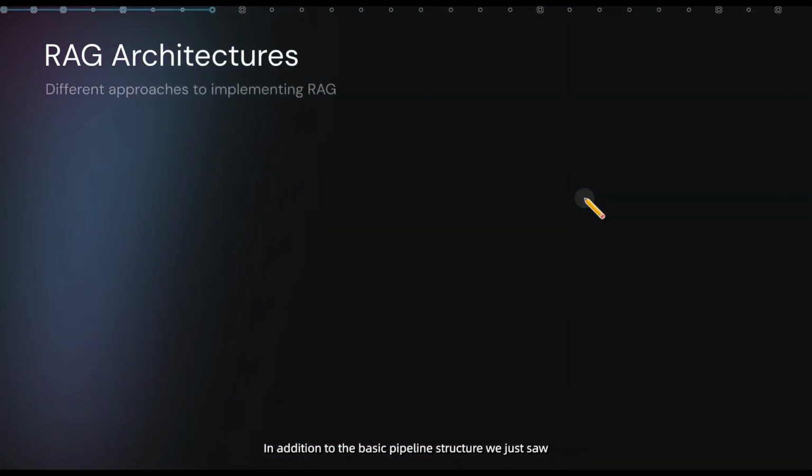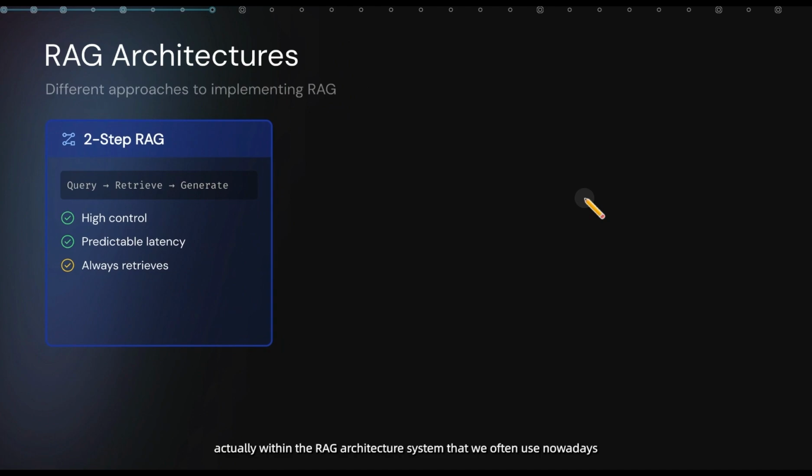In addition to the basic pipeline structure we just saw, actually within the RAG architecture system that we often use nowadays, there are several different forms. We've roughly organized three main types for everyone. The first type is called two-step RAG, which is the most basic two-step process we saw earlier. First, retrieve relevant document information, retrieve similar groups and recall related information, and then generate based on this information. This is the most controllable and the results are relatively predictable since there are only two steps.